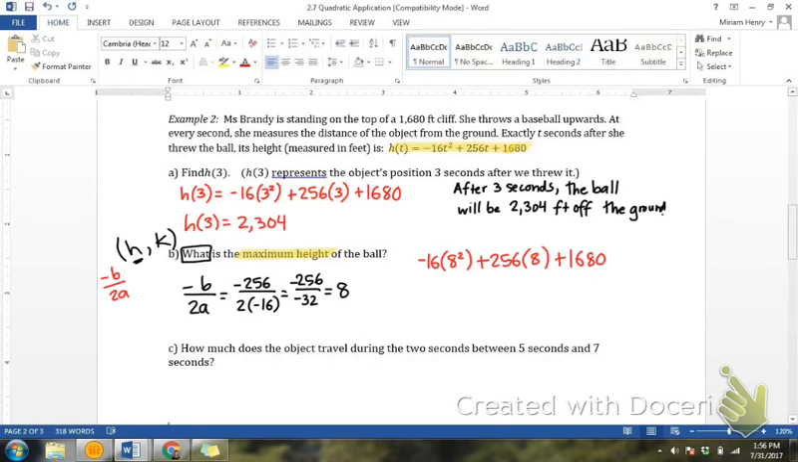Okay, so if we do our calculations here, if you want to pause and then figure it out, that's fine. We get 2,704 feet. So we know that the maximum height of the ball is 2,704 feet.